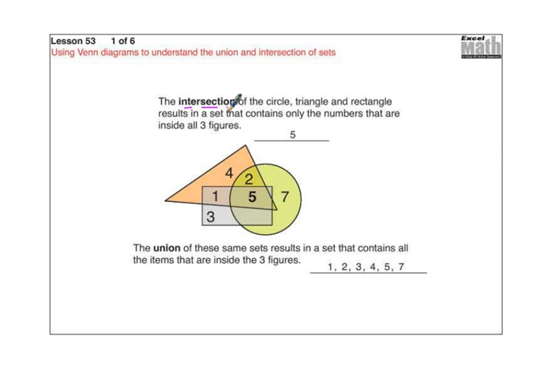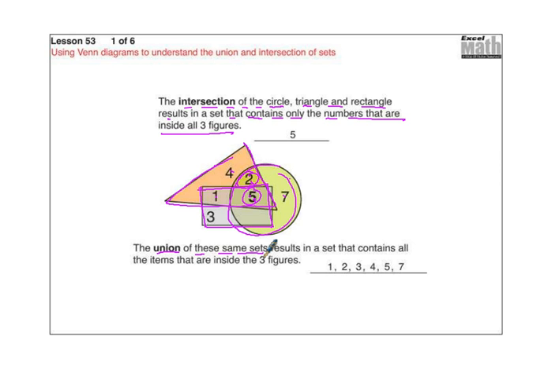It says the intersection of the circle, triangle, and rectangle results in a set that contains only the numbers that are inside all three figures. Intersection is something where it's in all of them. Here we have the triangle that has these four numbers in it. The circle has these three numbers, but only 2 and 5 are in the triangle and the circle. So the intersection between the circle and the triangle is 2 and 5. But then when we throw the rectangle in here, only the 5 is in all three shapes. So the 5 is the intersection of all of those sets.